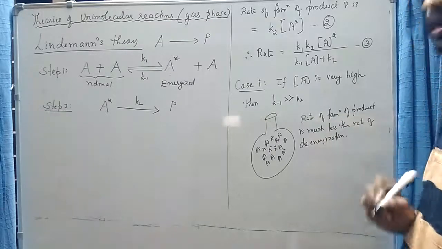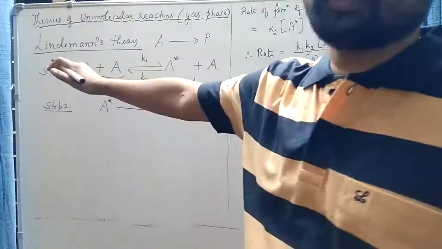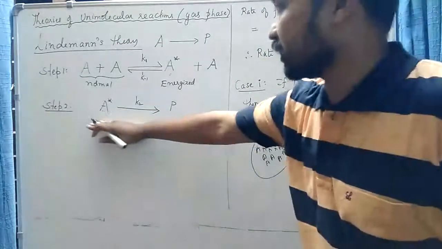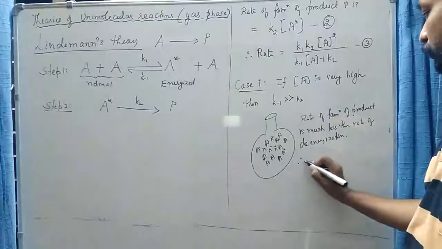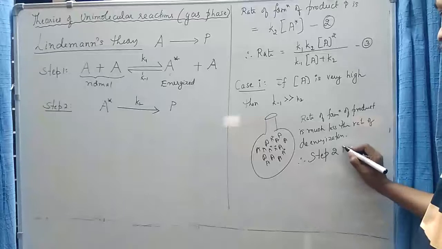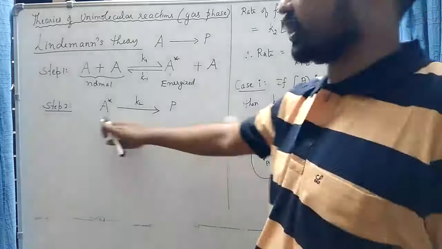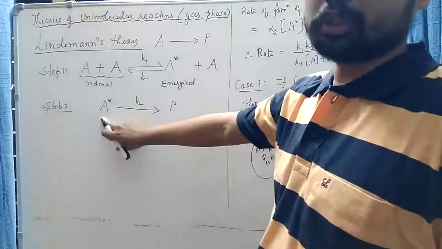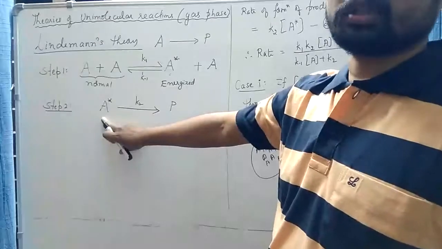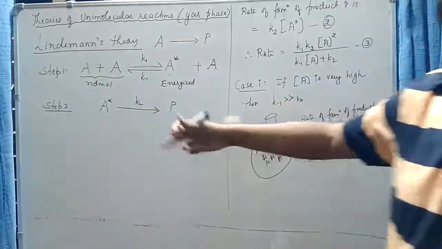So which is the slowest step? The de-energization step is very fast, so the second step will be the slowest step. So in such a case, the second step will be the rate determining step. So in this case, the formation of product, that is step 2, is the rate determining step. And in this rate determining step, you have only one molecule of A. So when I am counting A, both energized and normal molecules are the same, because the source for both A and A star are the same.